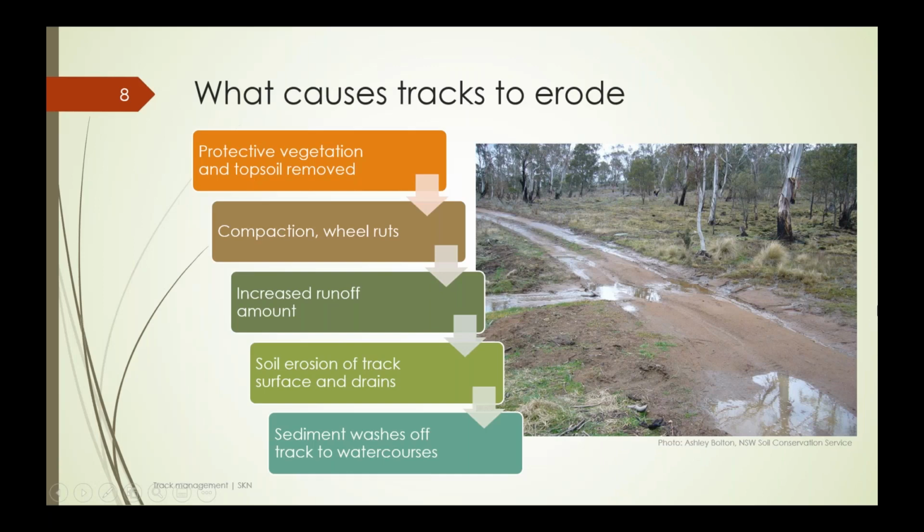So in simple terms, what causes a track to erode? The first part of the process is the removal of the vegetation and the topsoil, which provides a protective cover in the natural condition. Once the road starts getting used, we get compaction, we get wheel ruts, and we have an increased rate of runoff compared to the natural condition. This runoff then erodes the surface and carries sediment either from the surface or through drains and washes off the track and has the potential then to run into watercourses.